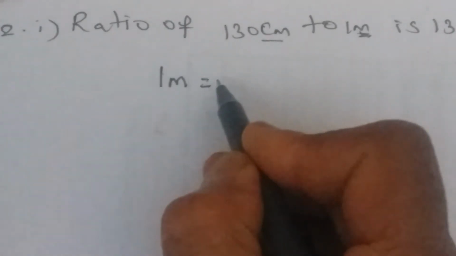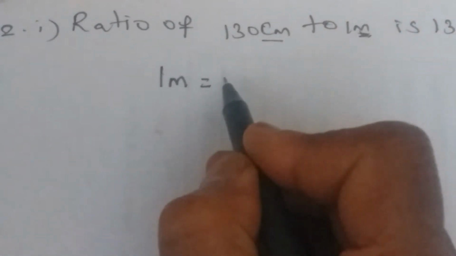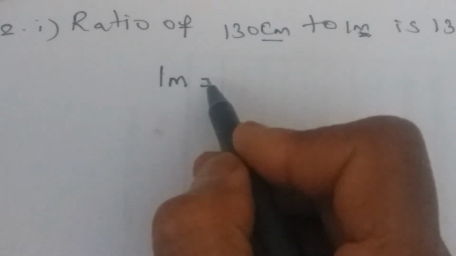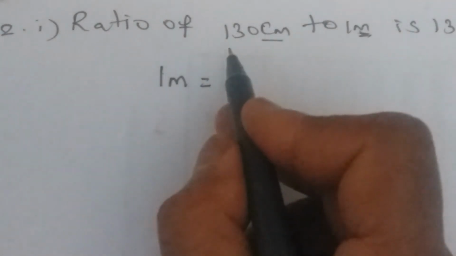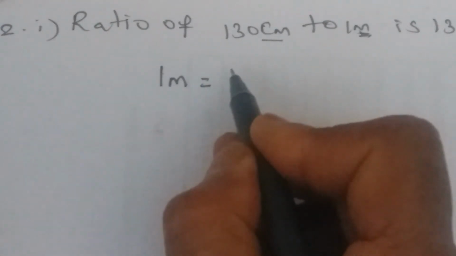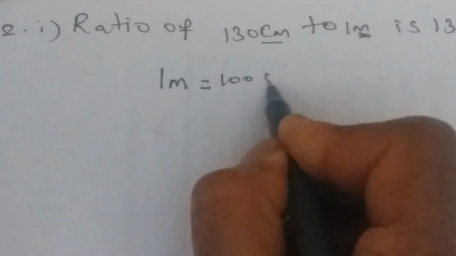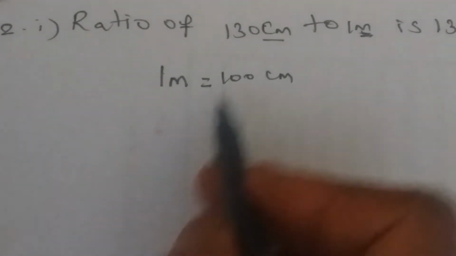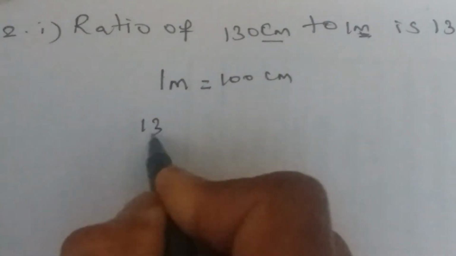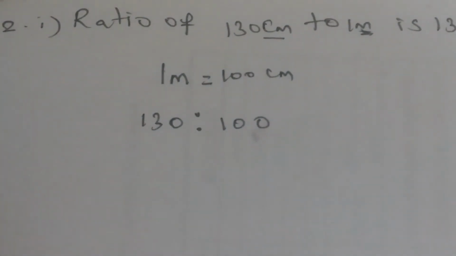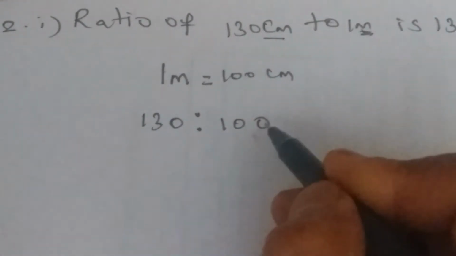It is the long scale which we use in the cloth shop and all. When you are buying cloth to stitch your shirt and skirt, when you go to the shop and buy, the shopkeeper will measure in the long scale. That's called meter scale. How many centimeters are written there? 100 centimeter. So 1 meter is 100 centimeter. So now 130 centimeter is to 100 centimeter. Okay. How to cancel? Both the numbers ending with 0.